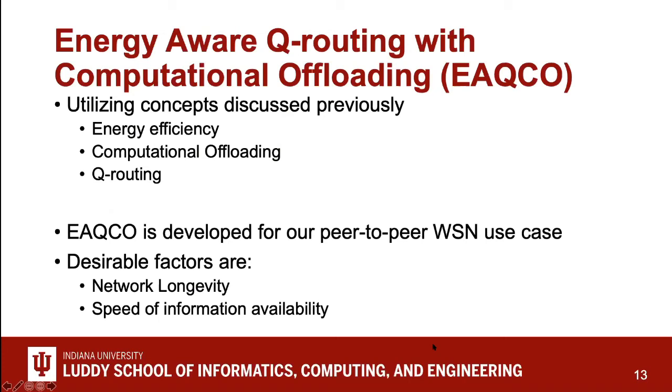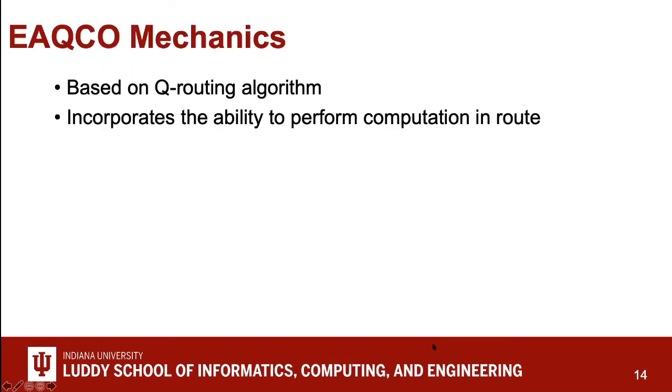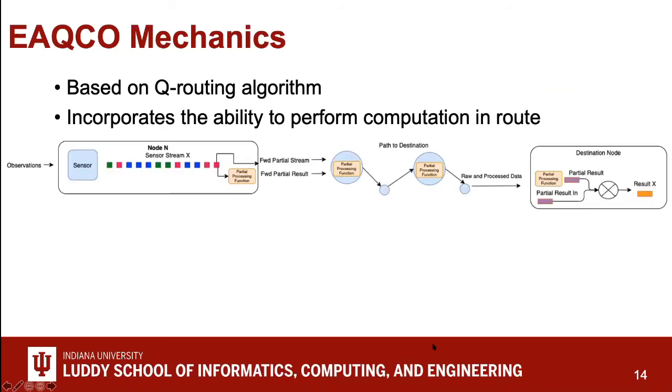Our ECO is developed for our unique peer-to-peer wireless sensor network use case. Our desirable factors are network longevity and speed of information availability. So the mechanics of it is it's based off the queue routing algorithm. The major difference is it incorporates the ability to perform computation en route, so essentially a form of computational offloading. And this diagram shows it here.